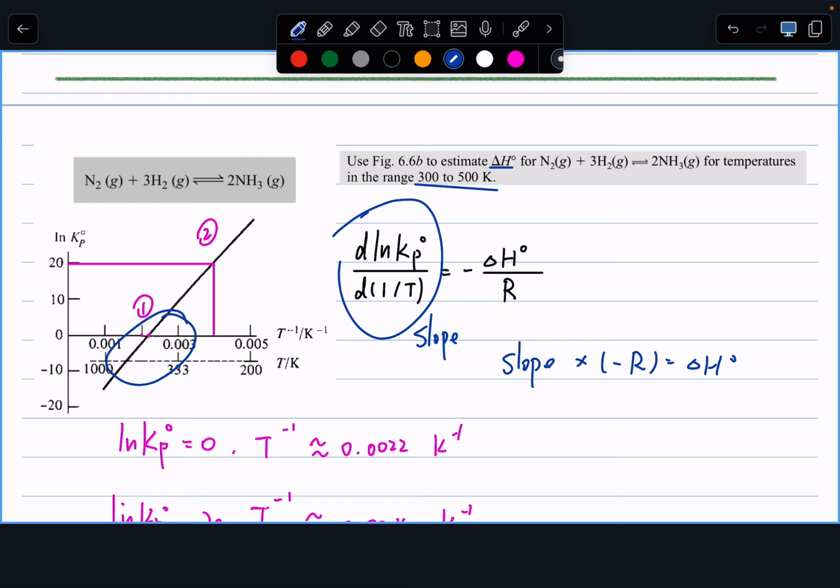Right, so you can solve for a numeric answer, and in this case, we can solve delta H naught to be negative 92.4 kilojoule per mole. All right.